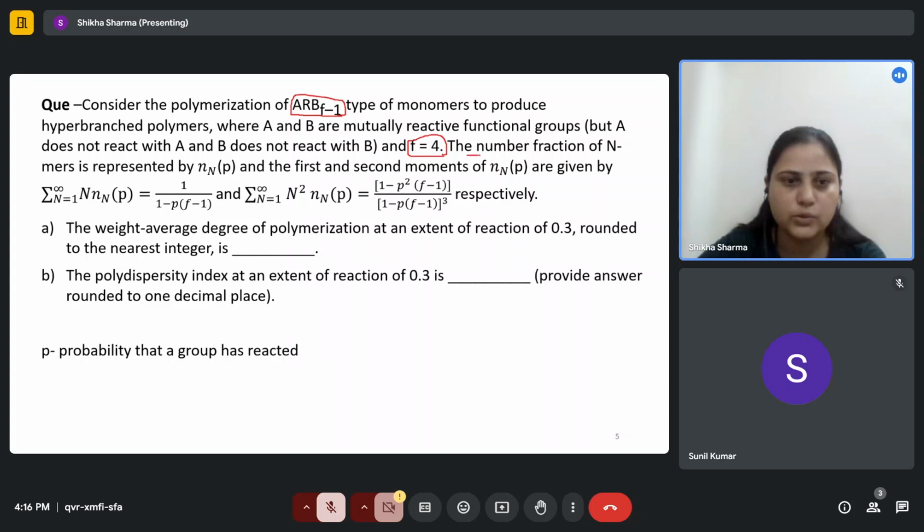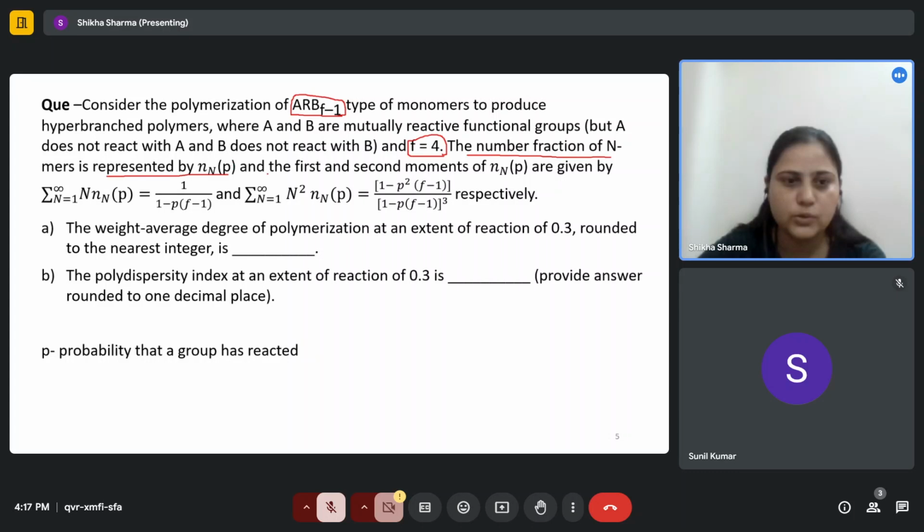Now it is saying the number fraction of n-mers, which is represented by small n subscript n as a function of the probability p. p is the probability that a group has reacted. So the number fraction of n-mers is given as small n of p, in terms of the probability of the reacted group.